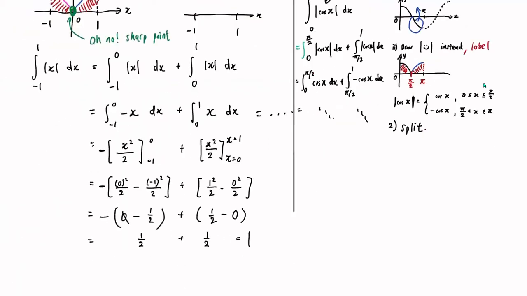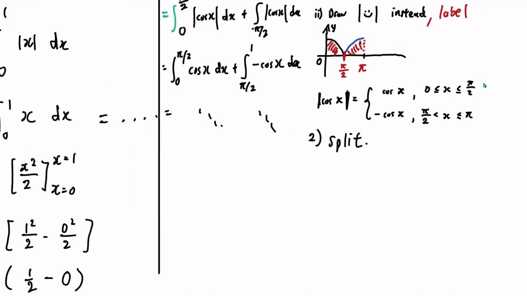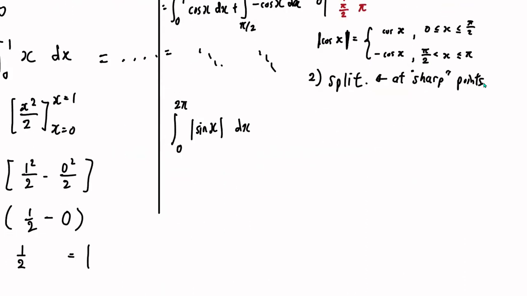Okay, let me give an extension. What if I want to integrate from 0 to 2 pi of modulus sine x? Maybe I should say split at the sharp points. Just now there was a sharp point. Let's say we want this instead.